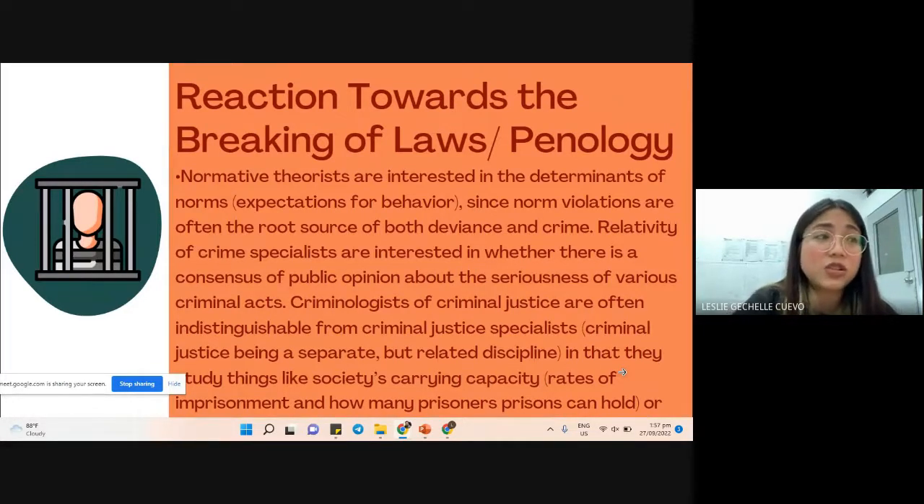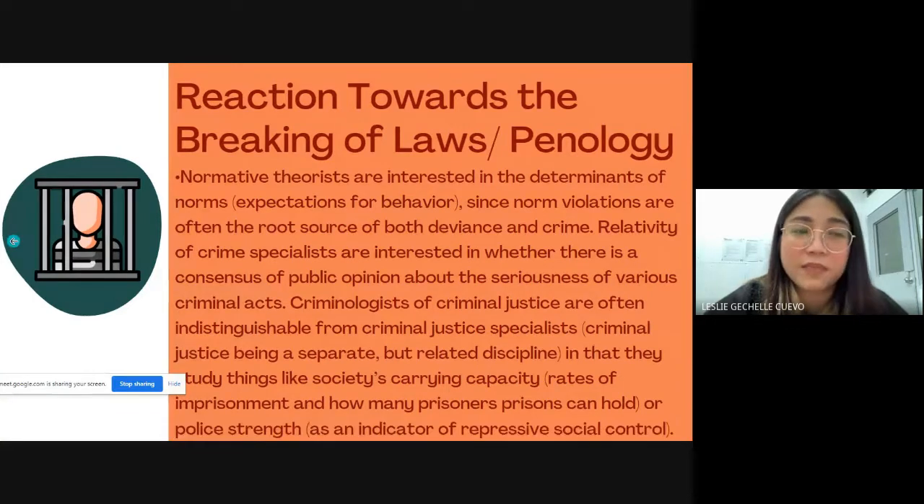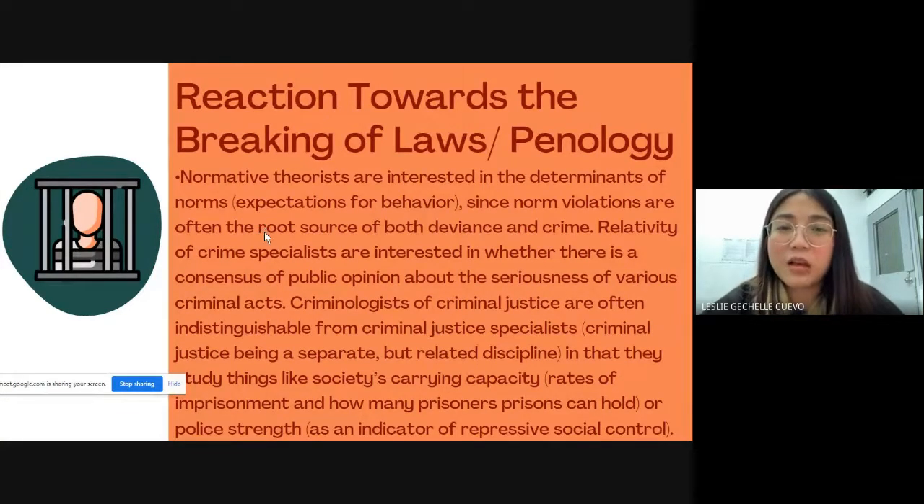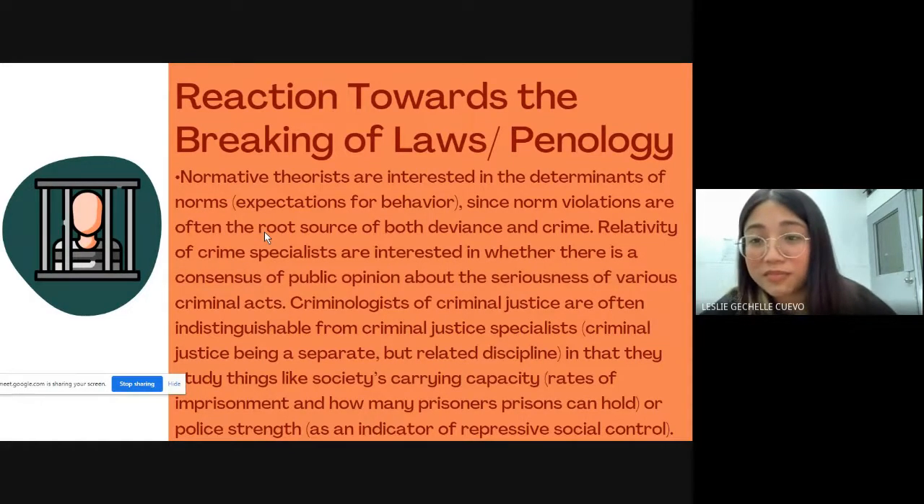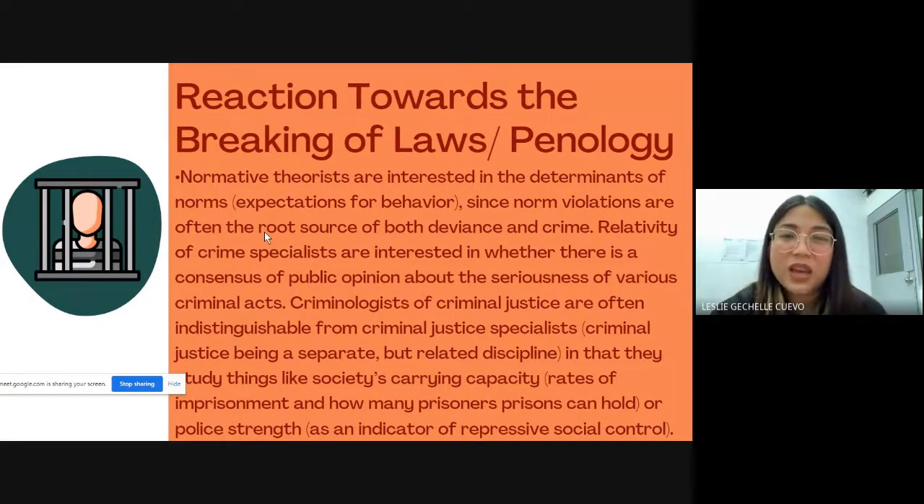So, since norm violations are often the root cause of both deviance and crime, relativity of crime specialists are interested in whether there is a consensus of public opinion about the seriousness of various criminal acts. Criminologists of criminal justice are often indistinguishable from criminal justice specialists in that they study things like society's carrying capacity. Kung gaano kadami ang kaya nating i-house na mga kriminal sa isang kulungan or police strength. Hanggang saan ang kaya ng pulis na makapanghuli o makapang-aresto ng mga law violators.